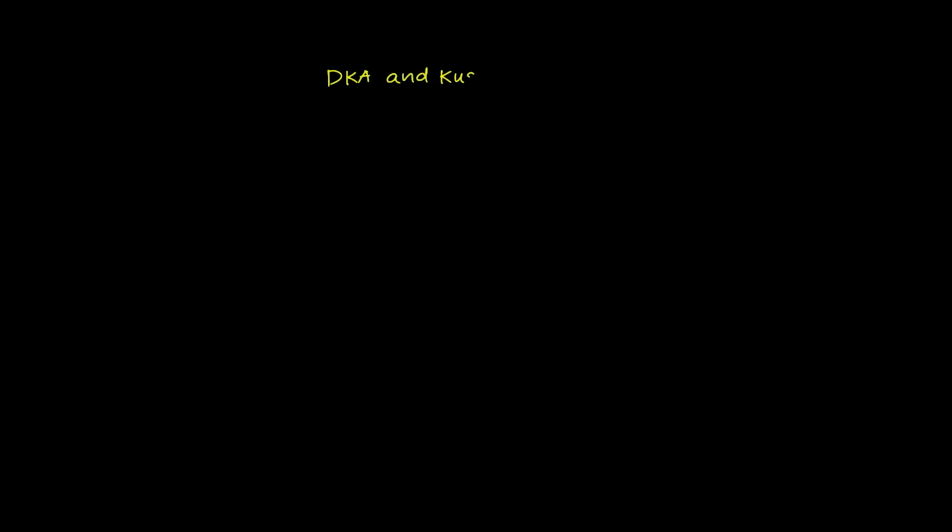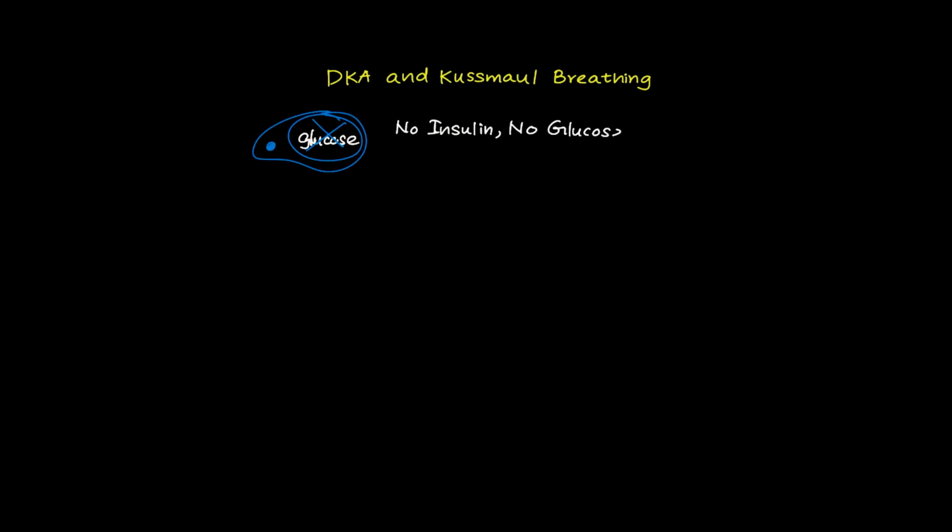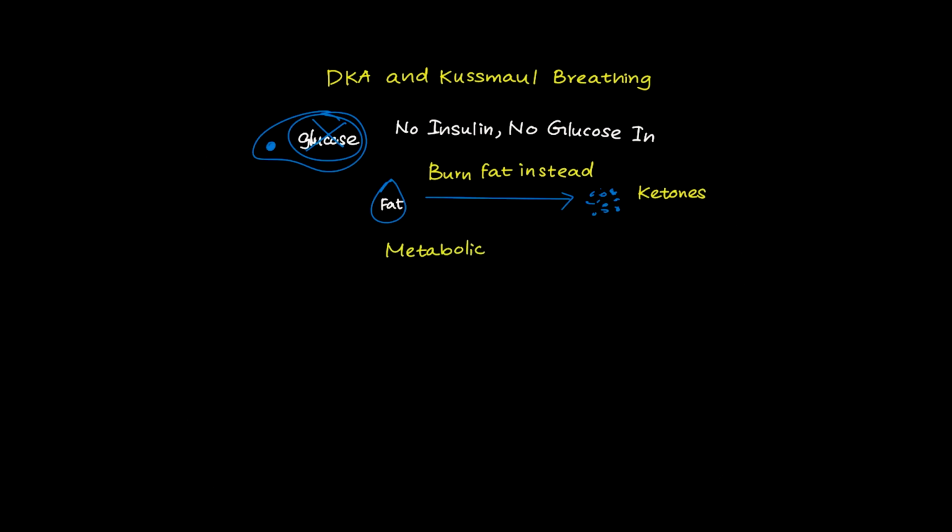Kussmaul respirations are the body's way of screaming for help in diabetic ketoacidosis, and the mechanism is pure compensation. When insulin is missing, cells cannot use glucose for fuel. The body switches to burning fat, which produces ketone bodies as a byproduct. Some of those ketones are strong acids like beta-hydroxybutyrate and acetoacetate. They pile up in the blood, drop the pH, and create metabolic acidosis.